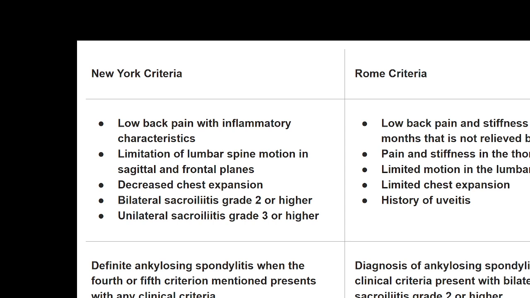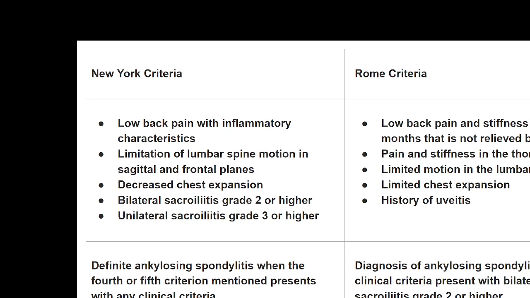There are two popular criteria to make the diagnosis: the New York criteria and the Rome criteria. Majority of the Indian neurologists follow the New York criteria, but if you read the textbooks published from England and the European countries, the Rome criteria is followed. The differences are not much as such, but there are certain specific differences.